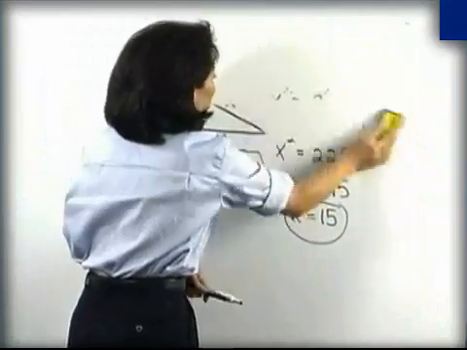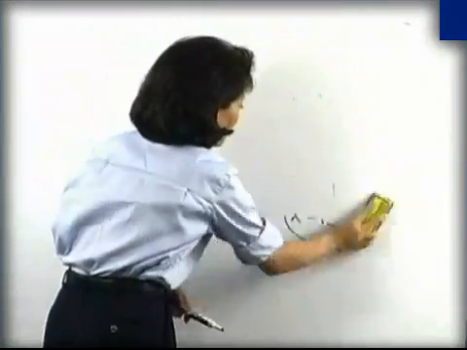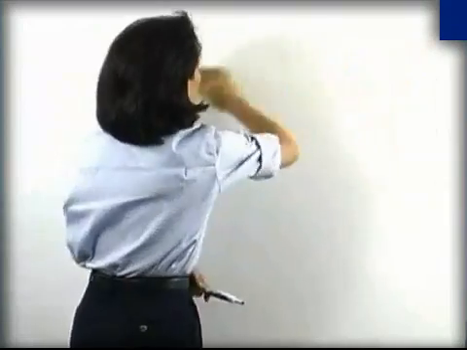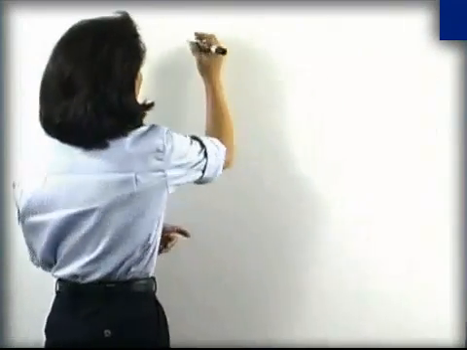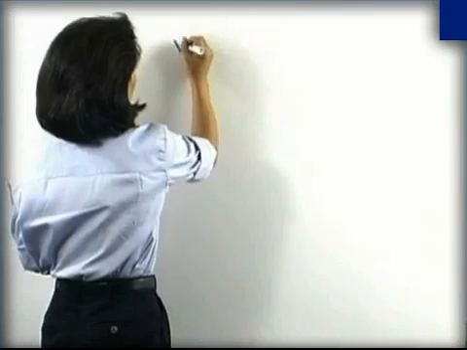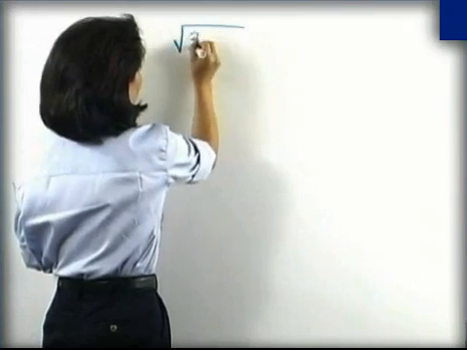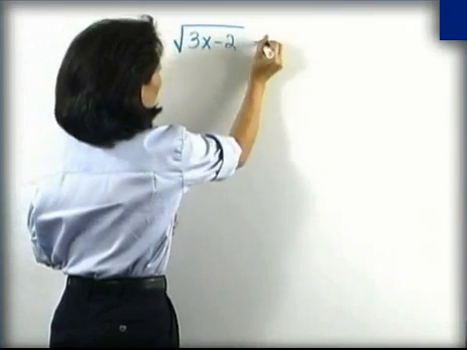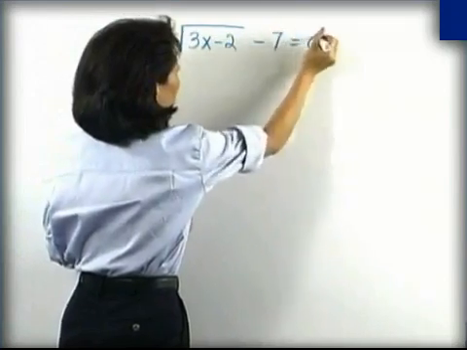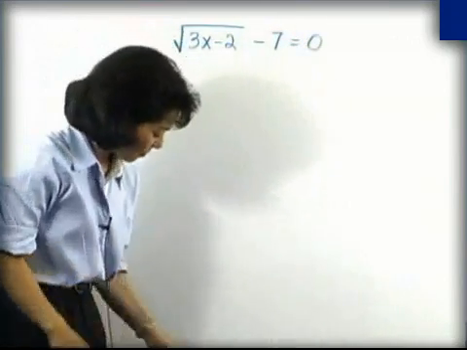Following, we're going to consider this next equation that involves some radicals. Now, we're going to look at the following. We have the square root of 3x minus 2, minus 7 is equal to 0.